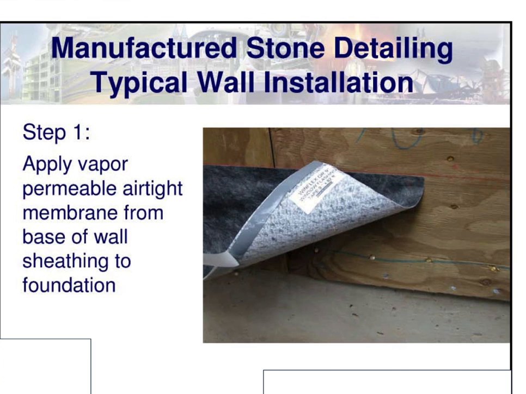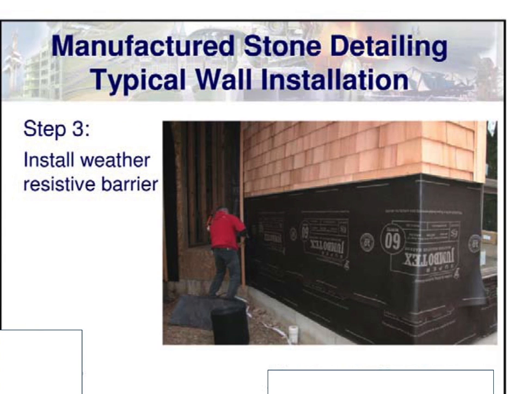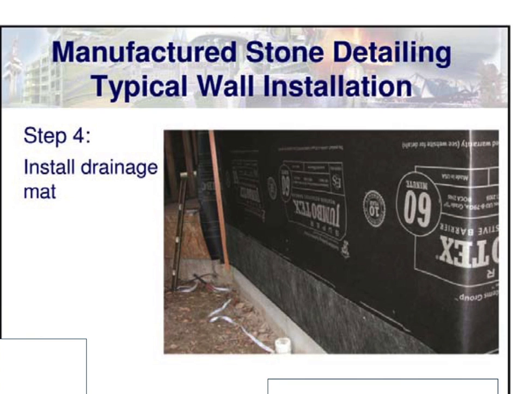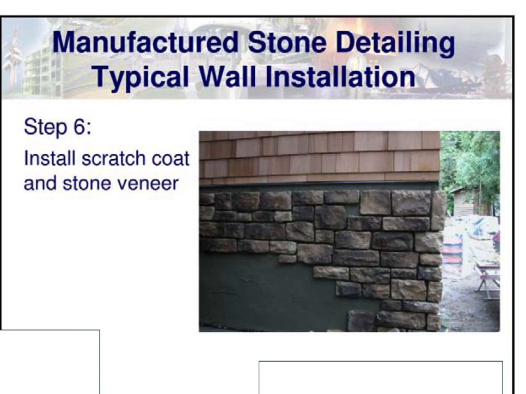So the steps when installing this is the manufactured stone detailing, typical wall insulation. Apply vapor permeable airtight membrane from base of wall sheathing to foundation. Install metal drip flashing at base of wall. Install weather barrier, 60-minute or greater. Install drainage mat. Install the metal lath. And then last, install the scratch coat and stone veneer.